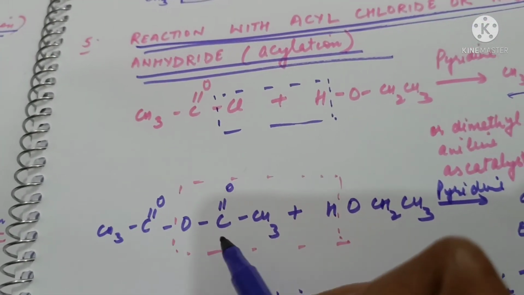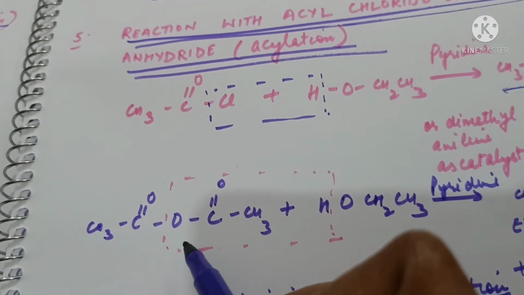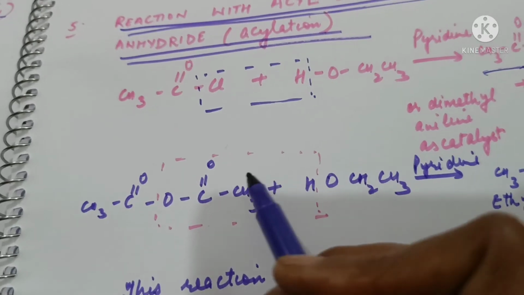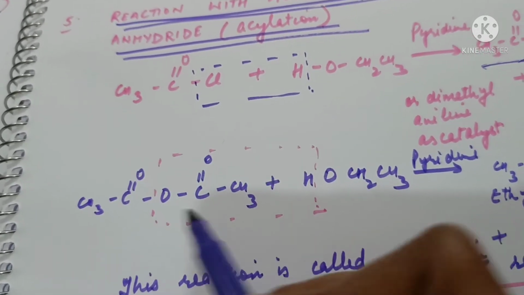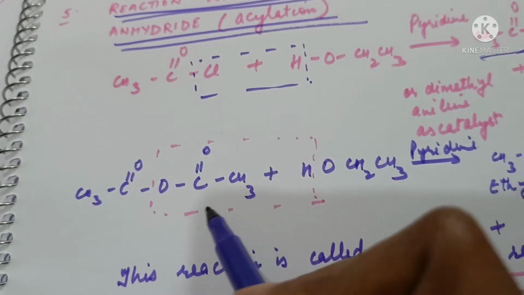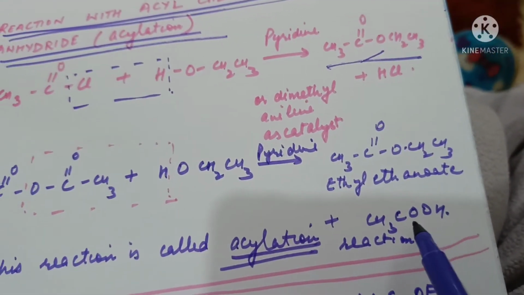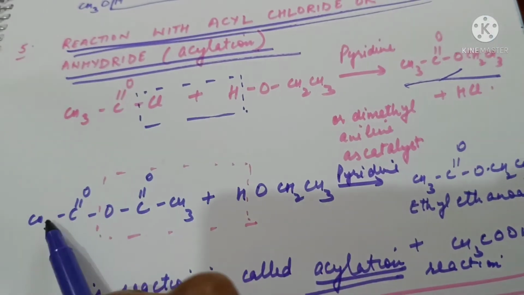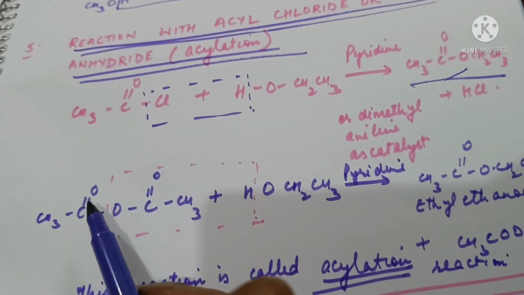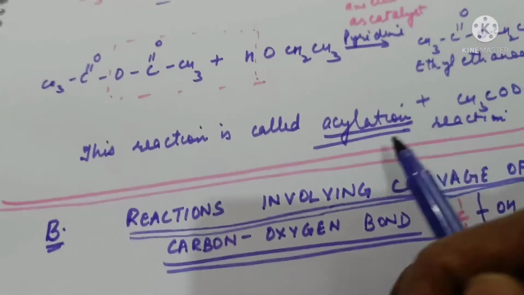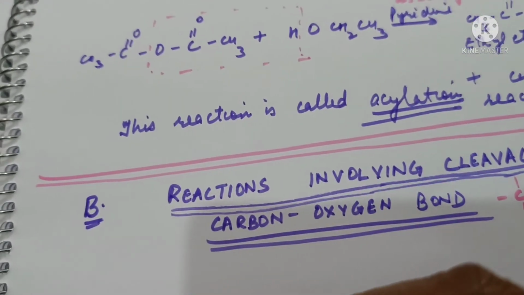So acyl anhydride, when it reacts with alcohol, the H of alcohol and acyl group of acyl anhydride will combine to form acid, carboxylic acid, CH3COOH, and these two combine to form CH3COOCH2CH3. So the reaction is called acylation reaction.